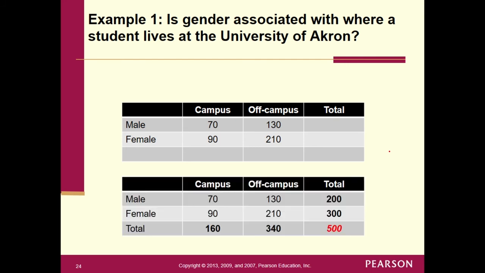So the first thing I would do is come up with the row subtotals and the column subtotals. So 200, 300, 160, 340. So we got a total sample size of 500. That's the very first thing I would do. You got to take great care in these numbers. If any of these numbers are wrong, the whole test is going to be potentially wrong at that point. These numbers are extremely important in this test, these outer subtotal numbers.